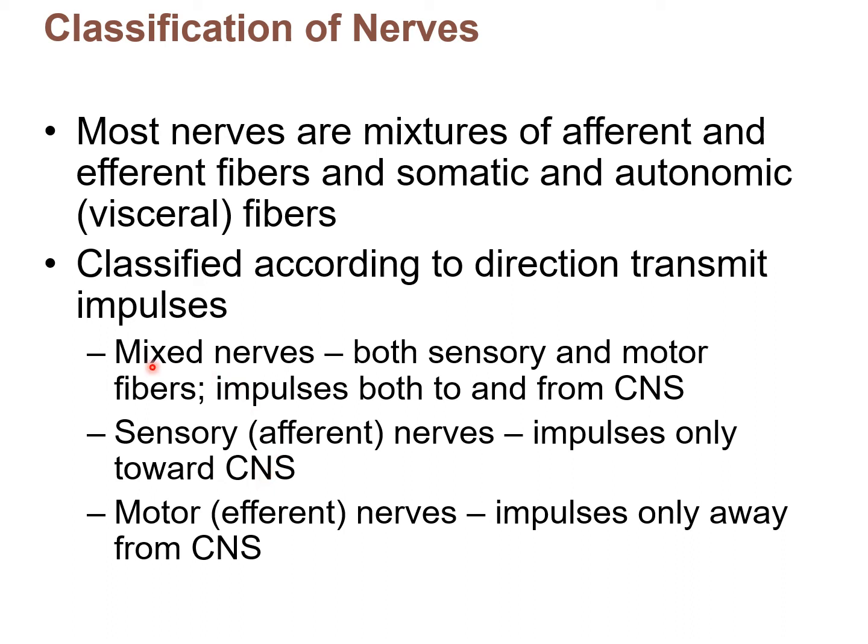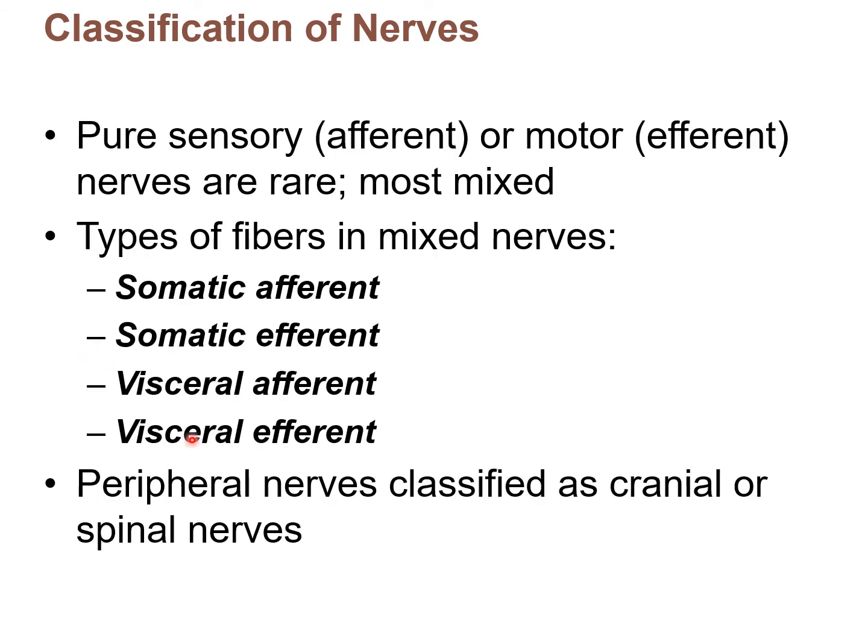Now, some nerves may be mixed, meaning that some neurons in that nerve are sensory and some neurons are motor. Maybe one of the fascicles in the nerve is sensory and maybe three fascicles are motor, or vice versa. So a mixed nerve contains both motor and sensory neurons. And just a reminder here, types of fibers in mixed nerves. We've seen these terms earlier, but let's just define them.